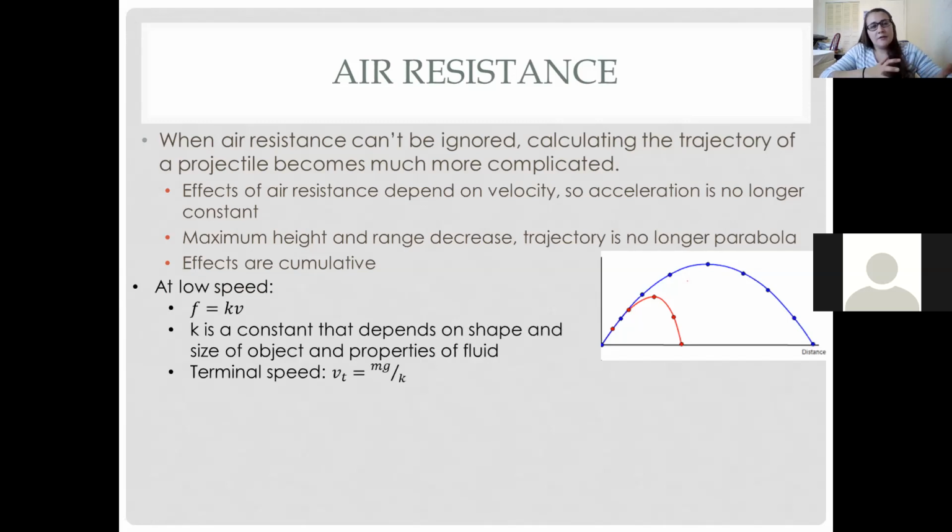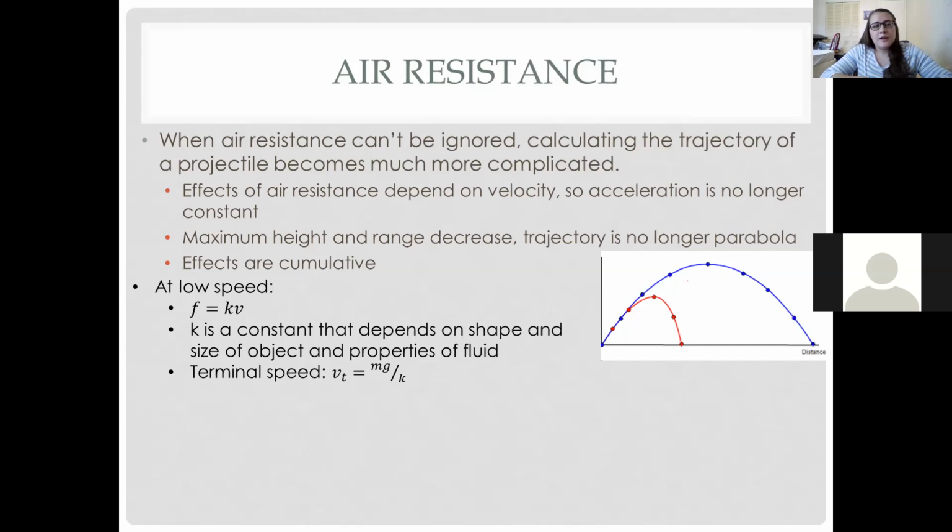So we said that effects depend on velocity, and so we have to look at it kind of in two different cases. If we have a low speed, then the force of air resistance equals k times velocity. And k is a constant that depends on the shape and the size of your object, as well as the particular fluid that it's going through. So in your equation, you see this f is a lowercase f, just like we see for friction. And that's because air resistance is basically a form of friction. It's just friction due to a fluid or due to air in this case.